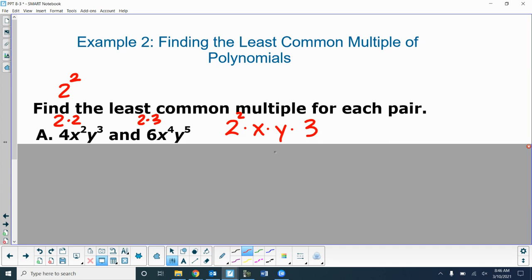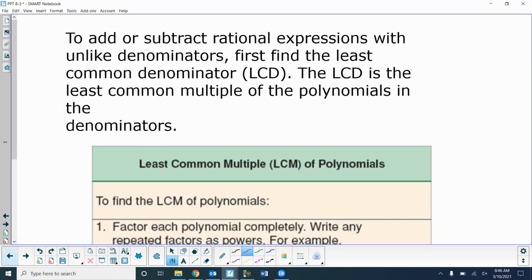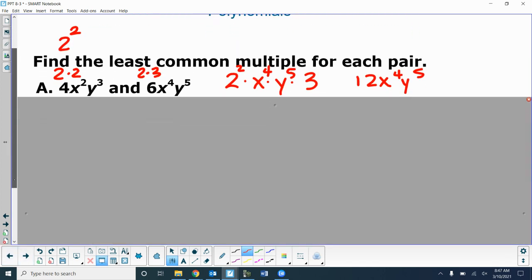There's no exponent for the 3. I got an x squared and an x to the 4th. What's the higher exponent? 4. I got a y cubed and y to the 5th. Which one's the higher exponent? 5th. So the common multiple, or least common multiple, or least common denominator would be 2 squared, 4, times 3, 12, x to the 4th, y to the 5th. That's what these rules were saying to do. Okay? It's easier to explain it when you do one.